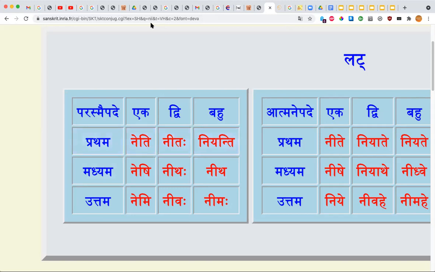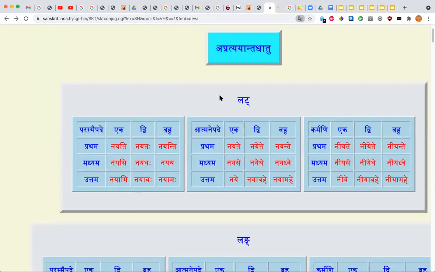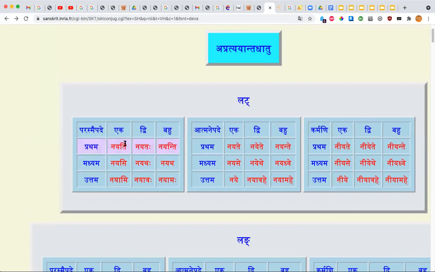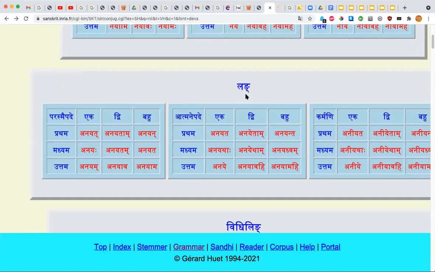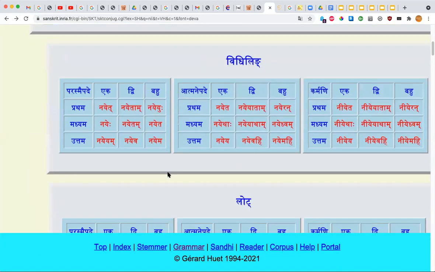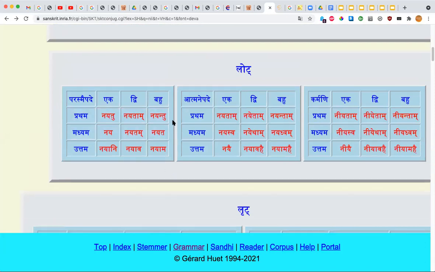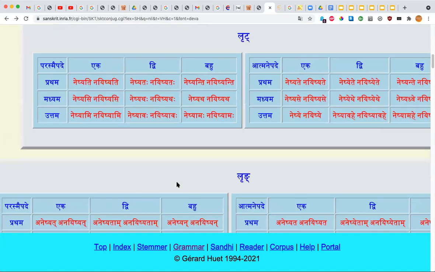So neti, so this is not right. So try class 1, nayati. Okay, we are in the right place. So we can look at all of the lat lakara form, the atmanepadi forms which we studied. So nayati, nayataha, nayanti, nayate, nayete, nayante. We studied that. And then it will give the bhutakala, lang lakara form, anayat, anayatam, ityadi. And also the lot lakara form, nayatu, nayatam, etc.